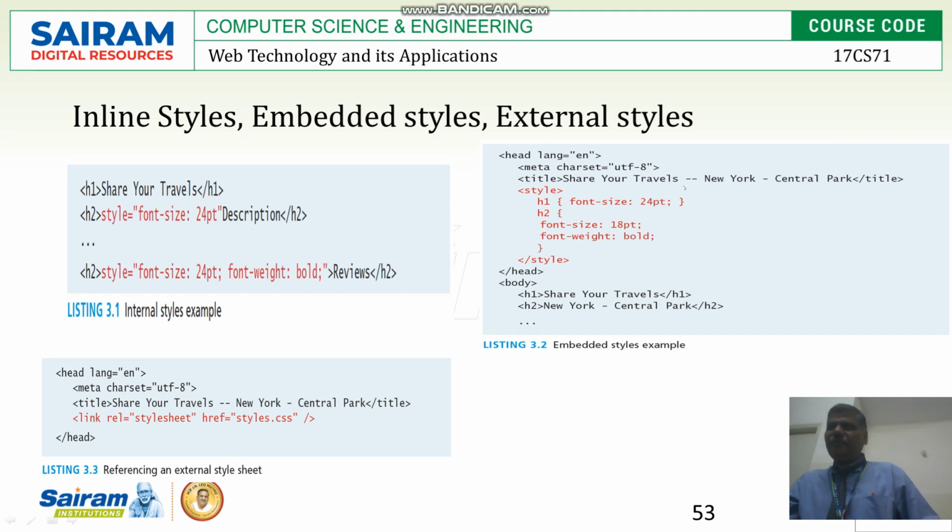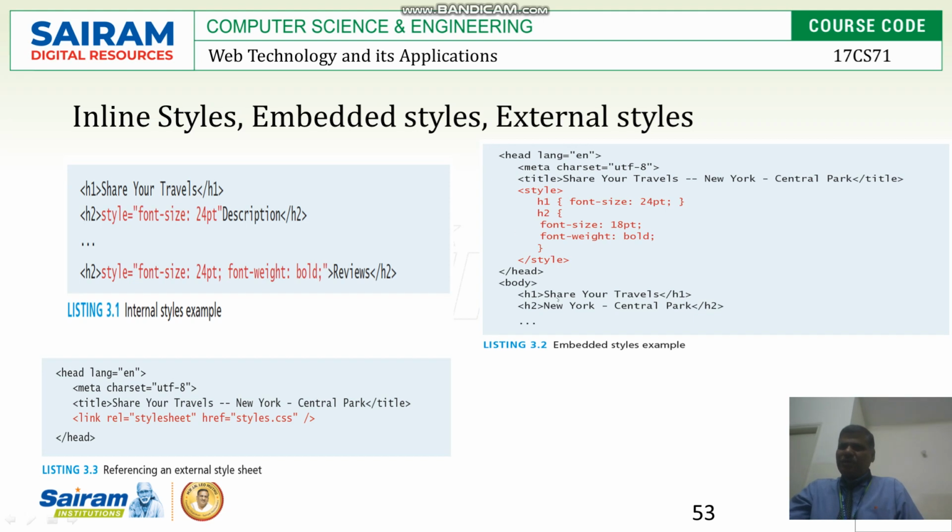Embedded style sheet: where is it applied? You see, under the head part. Remember this, a very, very important thing. Under the head part, that is where it is applied. The meta character is used and the title, then style. So where will you apply this style? You will apply it to H1, and H1 is font size 24. H2 is 18 points as well as bold. These two are applied for H2. Then it closes here, and the body starts.